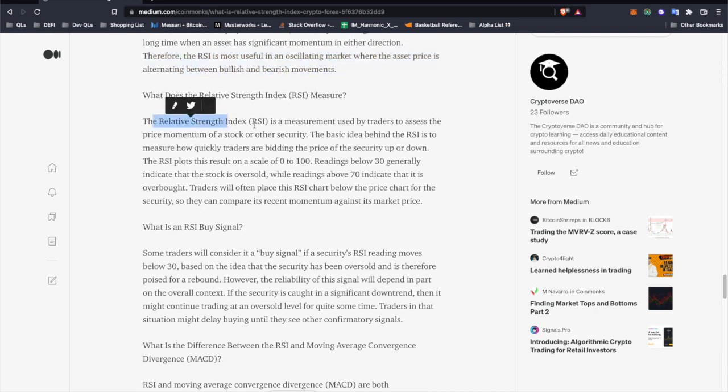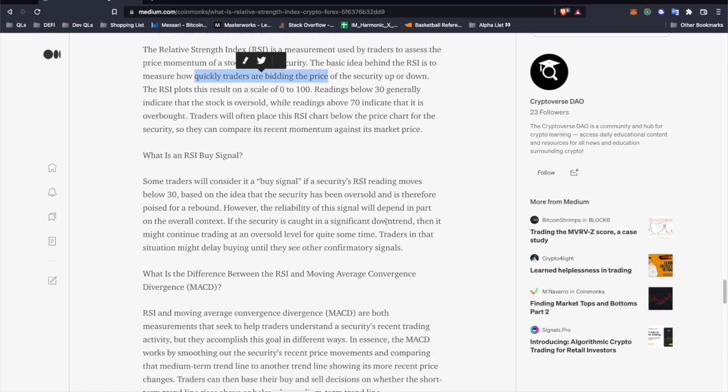The relative strength index is a measurement used by traders to assess price momentum, like we've covered before. The basic idea is to measure how quickly traders are bidding the price of the security up or down. The RSI then plots that data on a scale of 0 to 100, readings below 30, as we've said before, oversold, readings above 70, overbought. Traders will often place this RSI chart below the price chart for the security so they can compare the momentum against the market price.